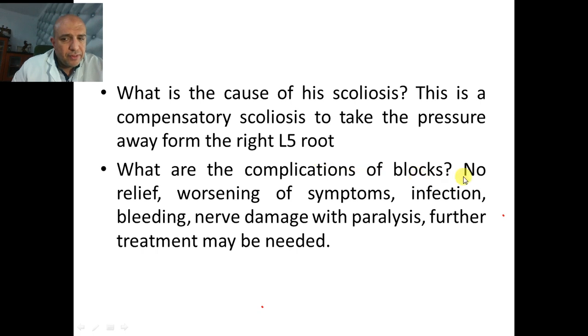Steroid: what is the complication of injection? Simply no improvement. It could cause infection, discitis, and due to the injection material it could increase the pressure inside and cause more damage. If you injure the nerve itself, which is very rare, it could cause neurological injury.